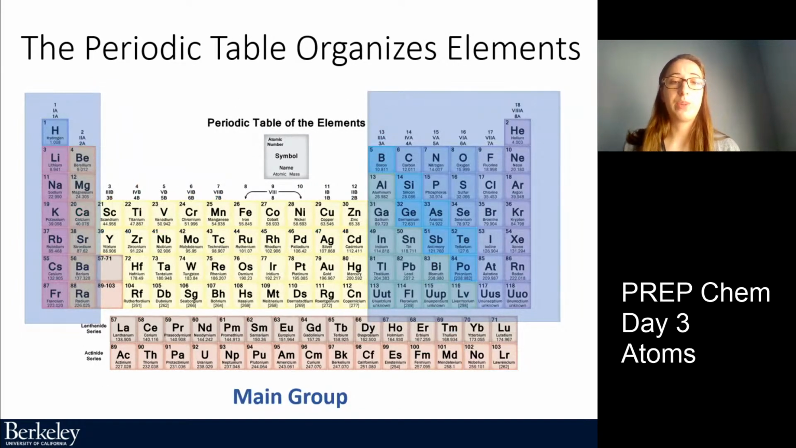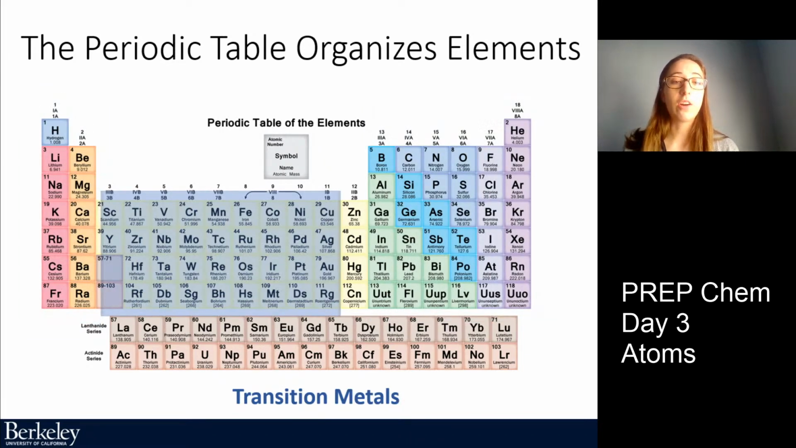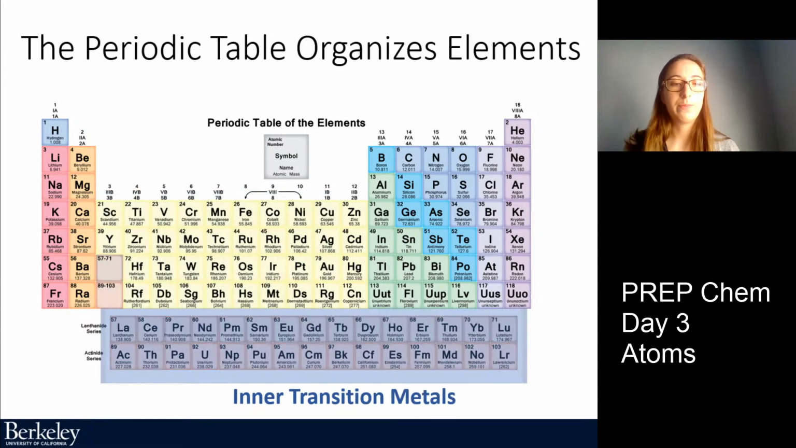We can also give different names to different regions on the periodic table. Here in the blue boxes, I've highlighted the main group elements. And here are the transition metals. These are all in the middle of the periodic table. And then down at the bottom, the part that's kind of taken out from where the transition metals are, is called the inner transition metals.